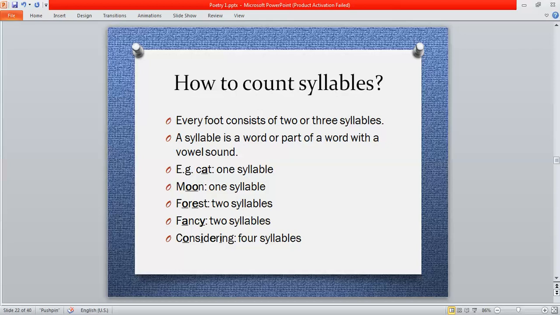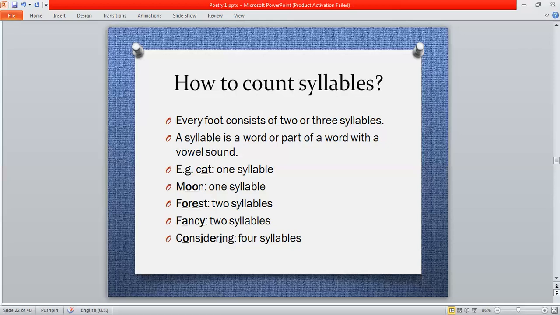The word fancy consists of two syllables. The first half, fan, has the sound A, while the second half, cy, has the sound I. When we have the letter Y at the end of the word in phonetics, it's considered I, not Y. So we have two syllables.